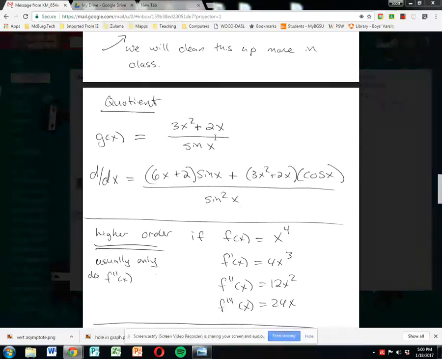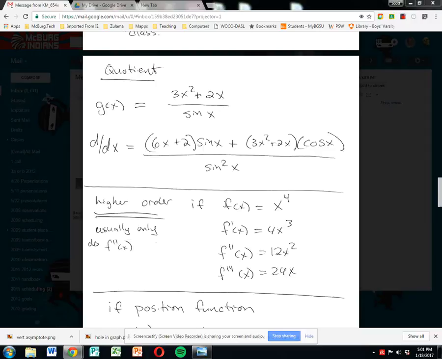Okay, one more quotient rule. Top, bottom: the top's derivative times the bottom, minus the top's original times the derivative of the bottom, all over the bottom one squared. Again, don't forget to write it this way.